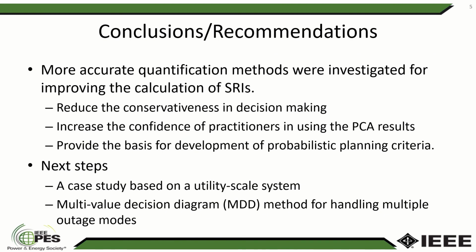So, conclusions: we investigated more accurate quantification methods here. The major benefits of using these kinds of methods include, first, it reduces the conservatism in decision making. Second, it increases the confidence of practitioners in the PCA results. If you look at a probability larger than 1.0, you don't have too much confidence in the results. And third, if you want to develop probabilistic planning criteria, it's better to use the exact value. So BDD provides the basis for developing these kinds of criteria.